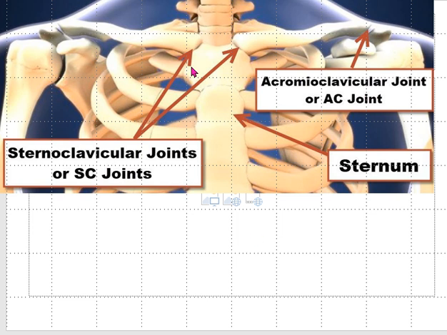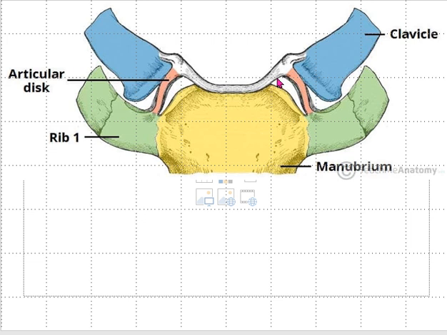Joints related to the clavicle. This is the sternoclavicular joint, a saddle type of synovial joint. This is the acromioclavicular joint, a plane type of synovial joint. So this is the sternoclavicular joint. It is a saddle variety of synovial joint. A speciality of this joint is that the cavity contains an articular disc which divides the joint cavity into two parts.